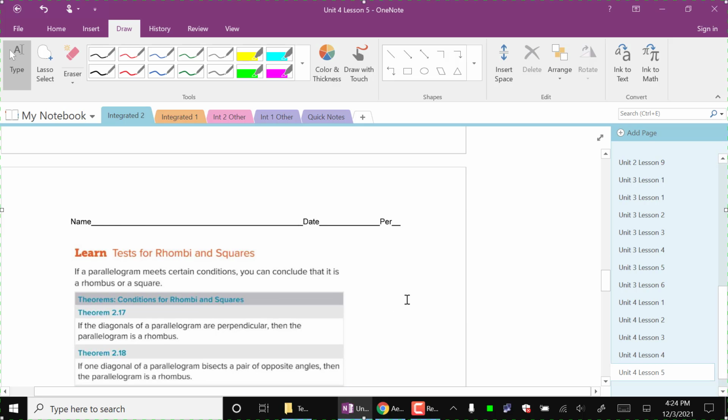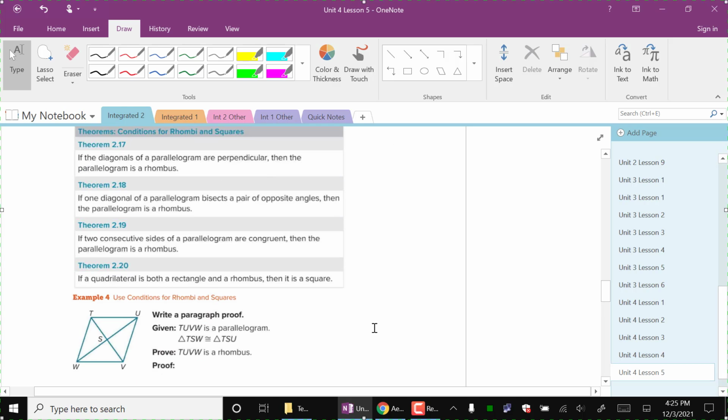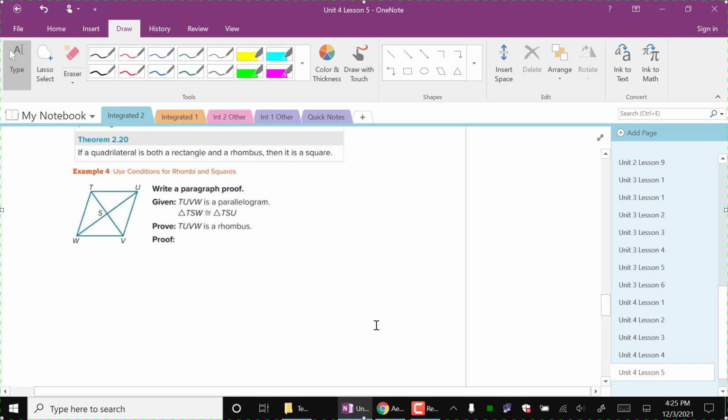Now we want to test for a rhombus and a square. So we've got 4 theorems that are going to help us with testing to determine if it is a rhombus or a square. So review through the theorems and reference your theorem reference sheet to help you out. Let's apply this to the first one. So use the conditions for rhombus and square.